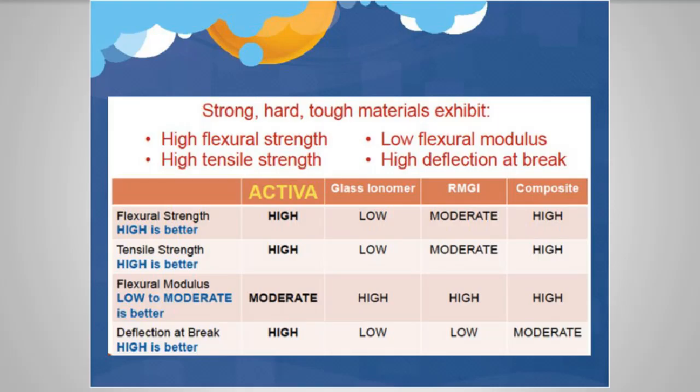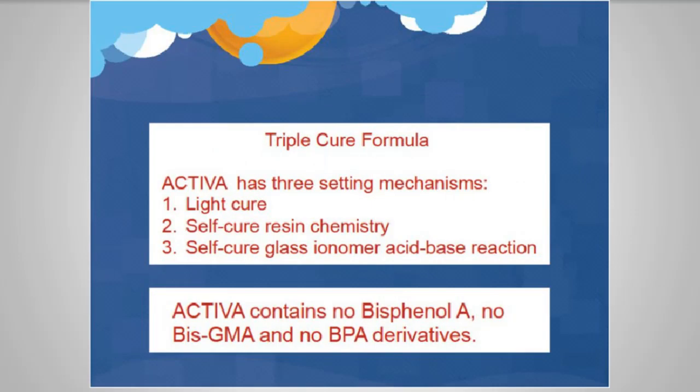It has high flexural strength, high tensile strength, a moderate flexural modulus, and it definitely has a high deflection rate. And all of these are important physical properties in a restorative material. When you compare Activa to GI, RMGI, and composite, you can see that it does bring something important to what you and I do every single day.